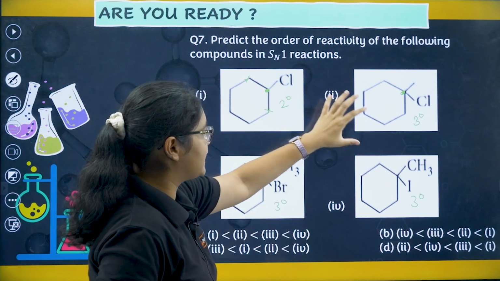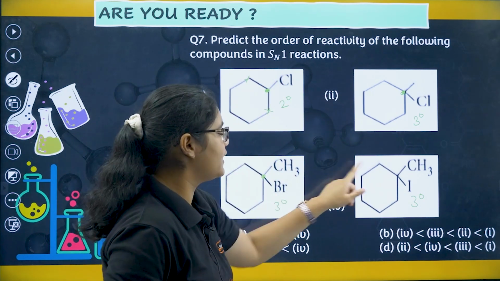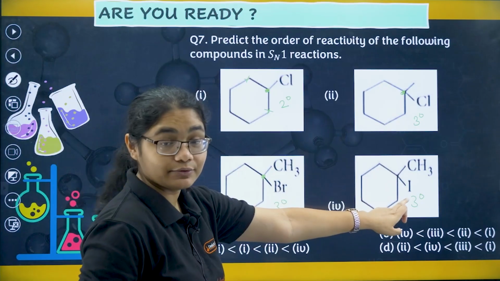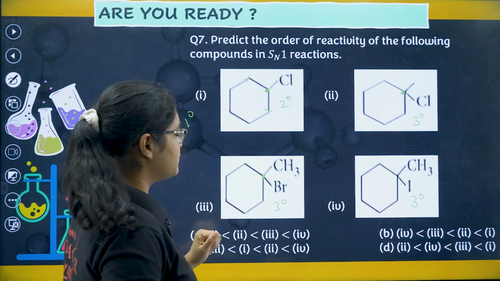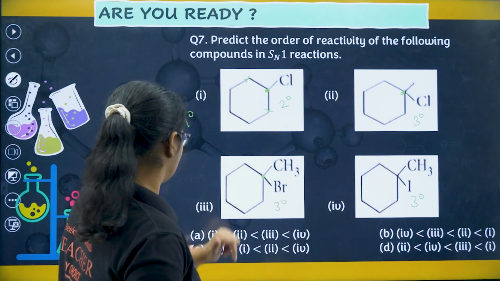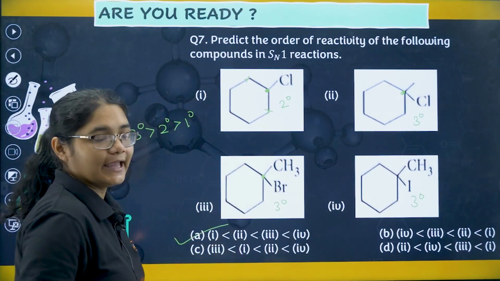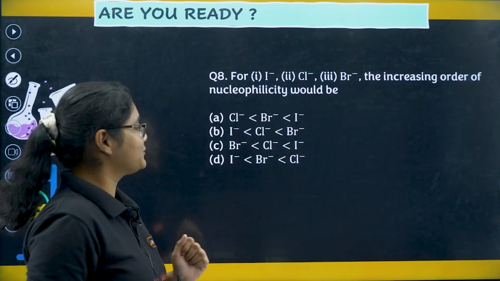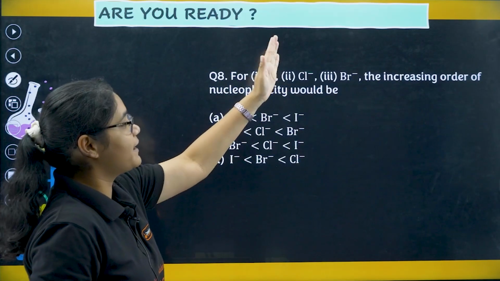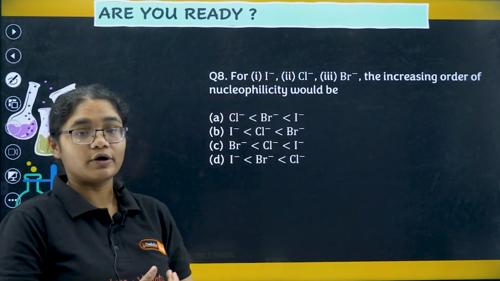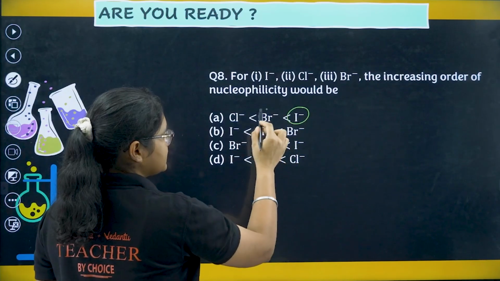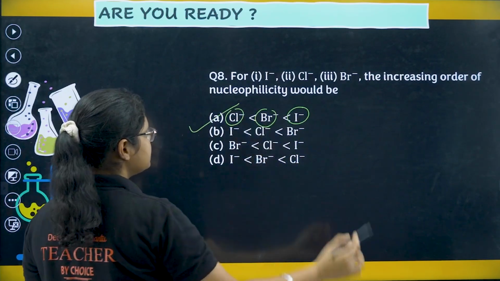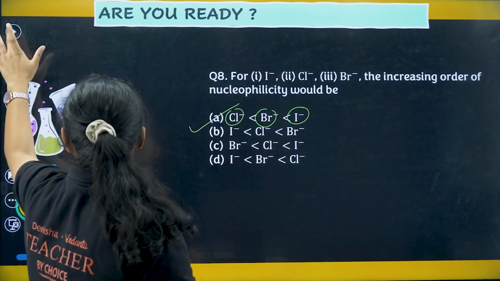Now when you have the same R group, what you have to check? The halogen group, and we have studied that iodine will react faster, then bromine, then chlorine, then this one. So what will be the order? 4, 3, 2, 1. Okay, so option number A. Let's see the next question. For I-, Cl- and Br-, the increasing order of nucleophilicity would be. We have seen I- will react faster, then Br-, then Cl-. So it is option number A.